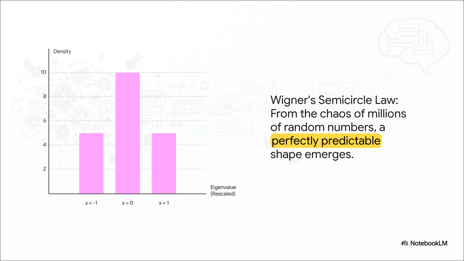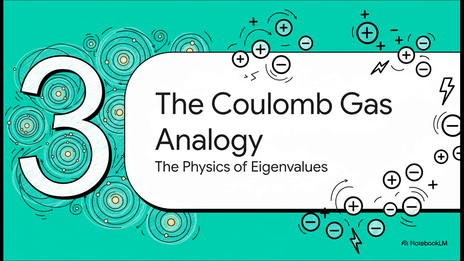When you plot the density of those millions upon millions of eigenvalues, what emerges from the chaos is a perfect, predictable shape, a semicircle. This isn't some fluke. It's a universal law for large random matrices, and it's known as Wigner's semicircle law. It is pure order born from pure randomness. So how is that even possible? How does such a perfect, beautiful shape just emerge from chaos?